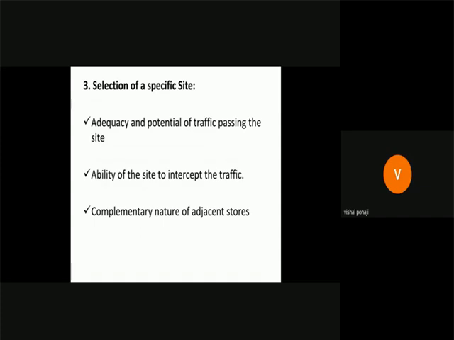So next we have the complementary nature of adjacent stores, where certain types of stores around your site will help bring some customers along with their own. Some customers visiting certain types of stores in that location find there is accessibility to your type of retail store. So those people will also be bringing customers to your stores. You have to see to it that you get such help from the location or site.